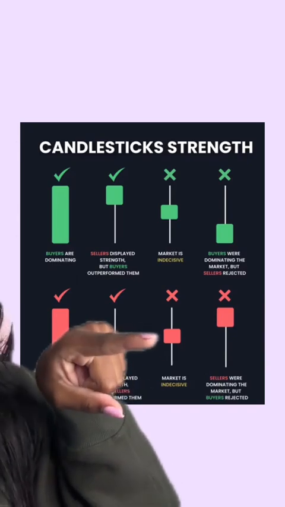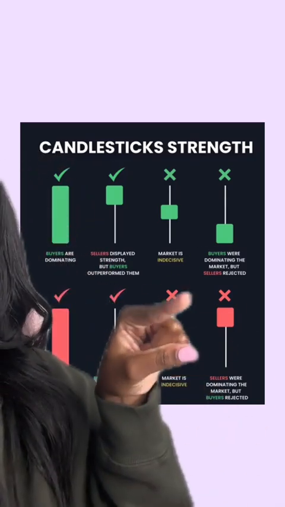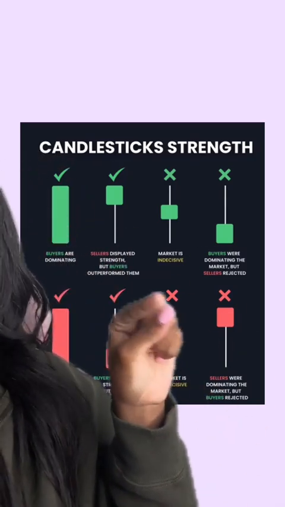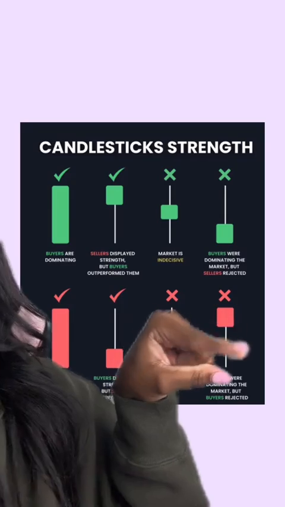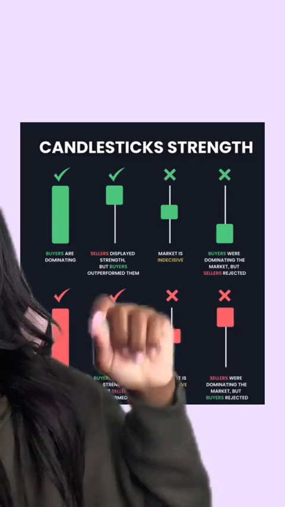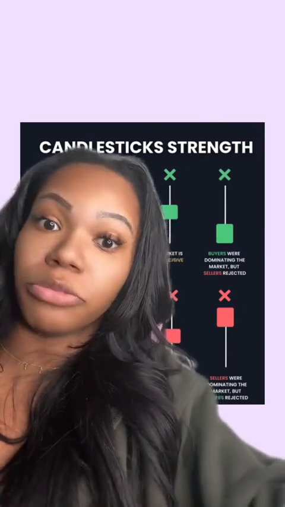Same thing right here, candlestick like this, indecisive, we don't know what's going on just yet. And a candlestick like this one right here is not strong at all, despite it being red. Why? Because it opens here and closes here. But this wick is showing us that the buyers pushed that candlestick up, and they're probably going to change the color to green.